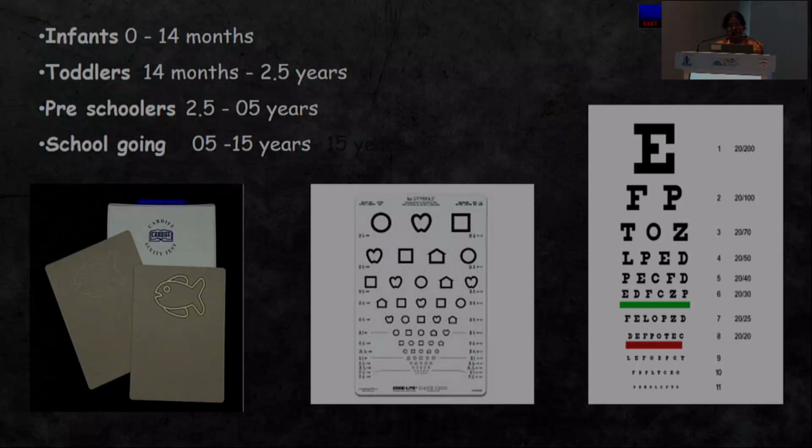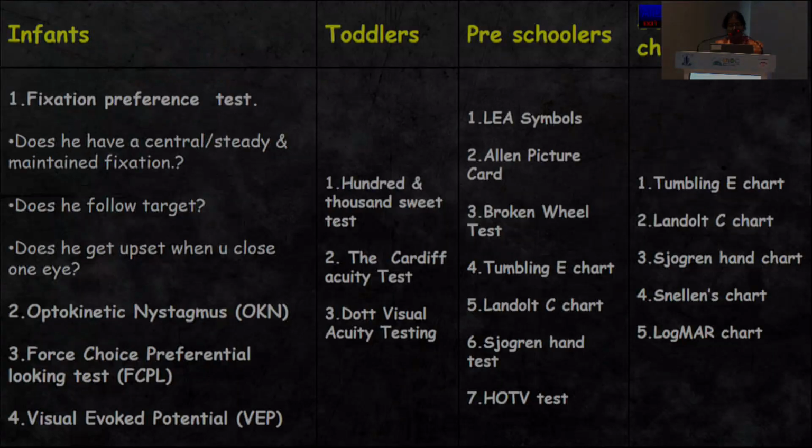You always categorize the patient, whether infant, toddler, preschooler or school-going, and accordingly there is a battery of tests available for measuring visual acuity. For infants, we look for fixation, whether it is central, steady and maintained or not. The optokinetic nystagmus drum is another technique with which we can assess whether the child has good vision. The quantitative assessment of vision in infants is not possible as such, so whatever methods we implement are to assure whether the child has vision, and whether the visual pathway, the afferent and efferent pathways, is functional or not.